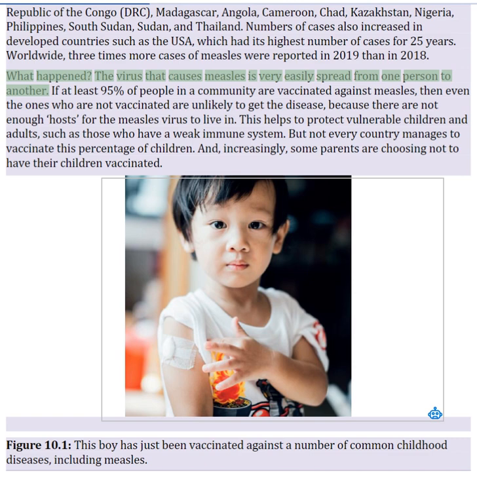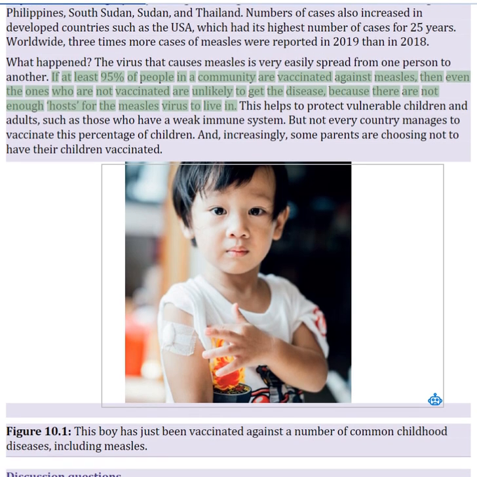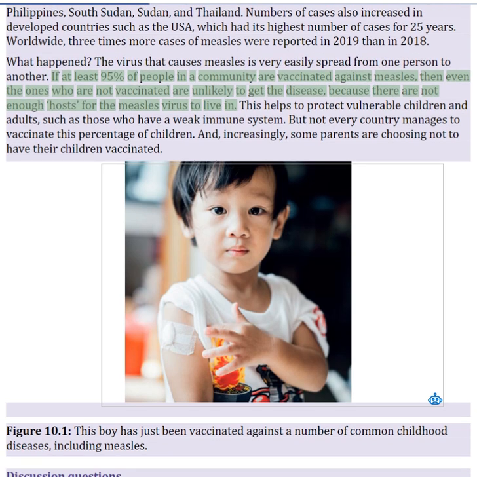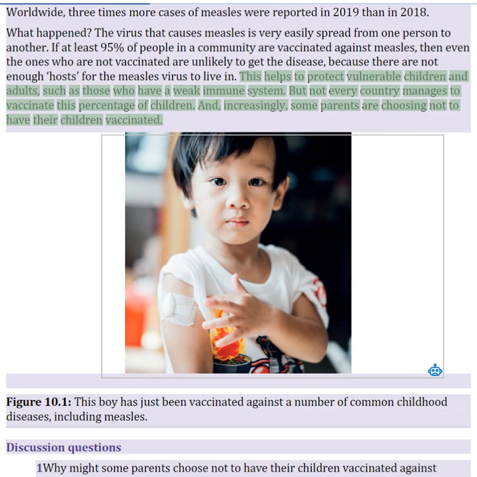What happened? The virus that causes measles is very easily spread from one person to another. If at least 95% of people in a community are vaccinated against measles, then even the ones who are not vaccinated are unlikely to get the disease, because there are not enough hosts for the measles virus to live in. This helps to protect vulnerable children and adults, such as those who have a weak immune system.